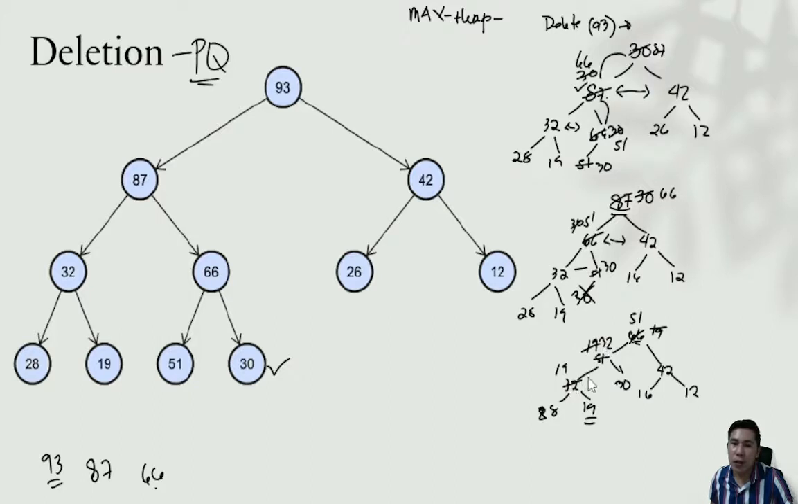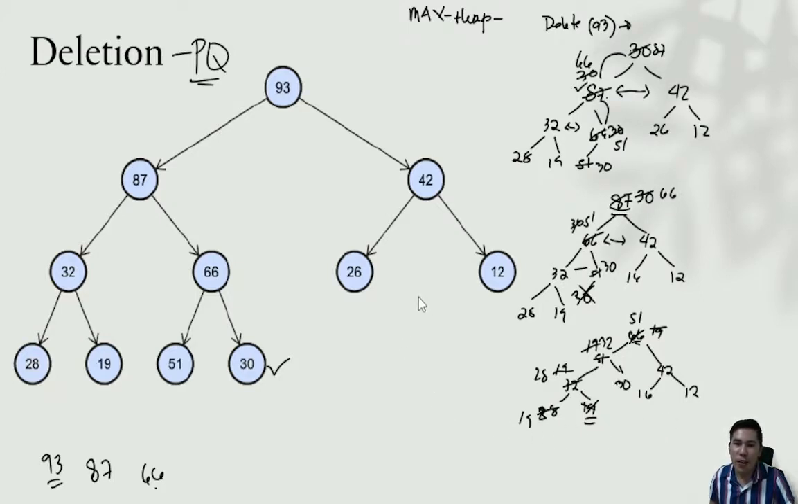Okay, so this time, compare the children. 28. Is 28 greater than 19? Yes. Therefore, you will need to swap 28 and 19. Sorry, sorry. So you have 28 and 19, and they will be swapped. Therefore, your nodes now will be as follows.